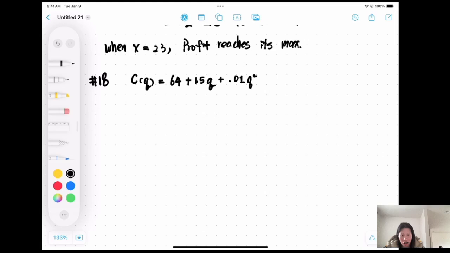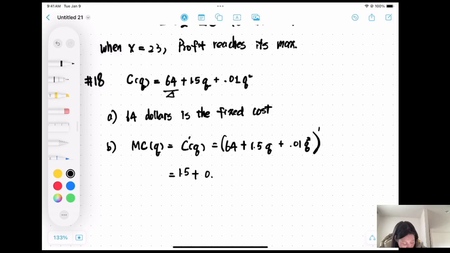B, find the function that gives the marginal cost. So the marginal cost is going to be the first derivative of the total cost function, which is 64 plus 1.5q plus 0.01q squared, and then taking the derivative, it equals 1.5 plus 0.02q.